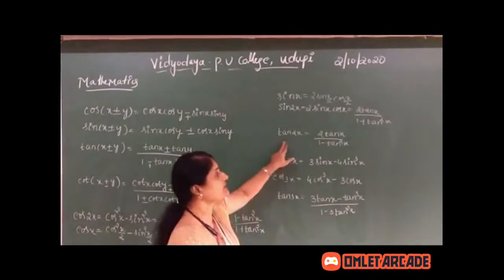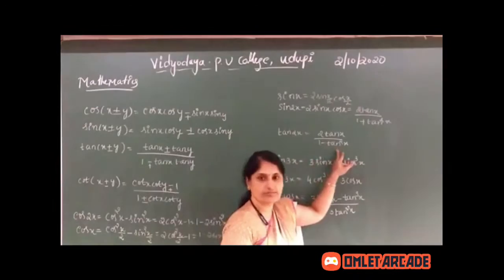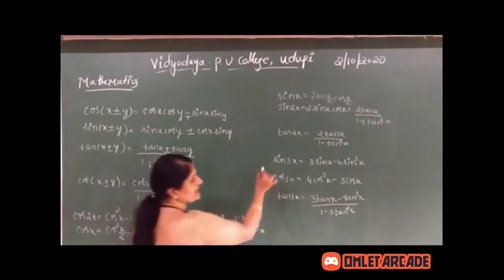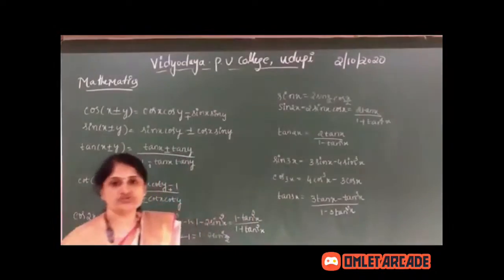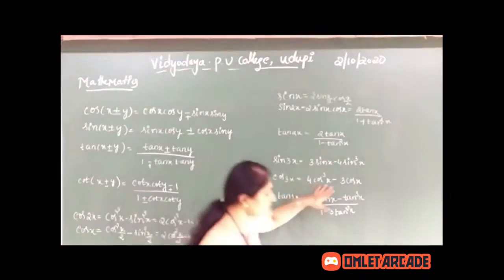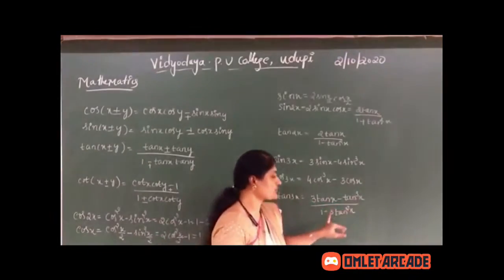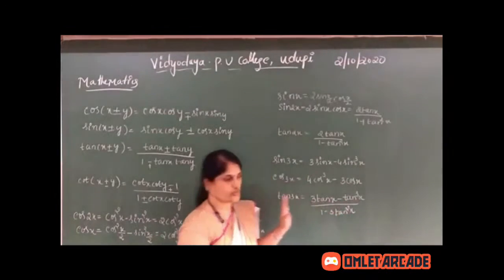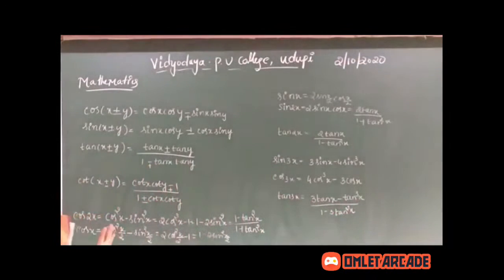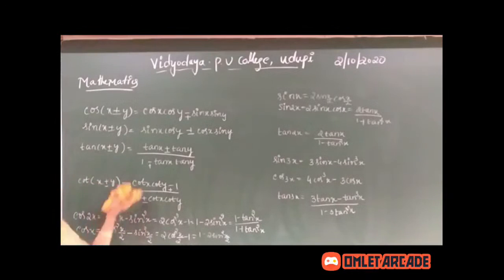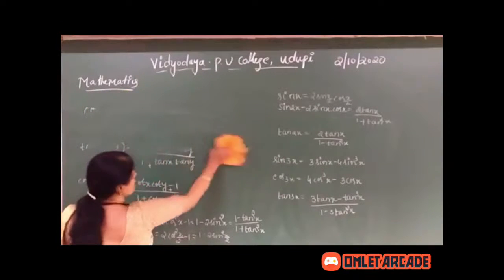Similarly here, tan 2x is 2 tan x divided by 1 minus tan square x. You should remember this formula. Similarly, sin 3x is 3 sin x minus 4 sin cube x. Cos 3x is this. Similarly, tan 3x is 3 tan x minus tan cube x by 1 minus 3 tan square x. See, to solve the problems, children, you should be perfect in all these formulas. Okay? So now, the other day I gave some homework. Let us discuss that. Then I will go to the next type of problems.